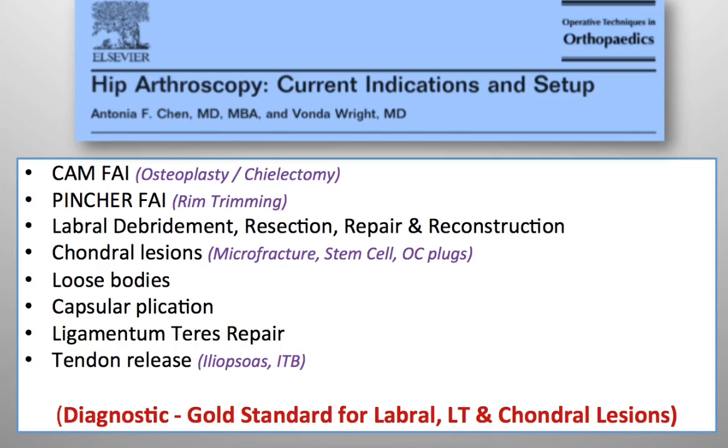So if you look at the options for hip arthroscopy, there's plenty of options. Generally, open surgery is mainly used for osteotomies, and hip arthroscopy is used for corrective procedures such as osteoplasty and chondroplasty for CAM, rim trimming for pincer, labral debridement, microfractures and stem cells can also be used for chondral lesions. It remains the gold standard for labral pathology diagnosis, ligamentum teres, as well as chondral lesions.